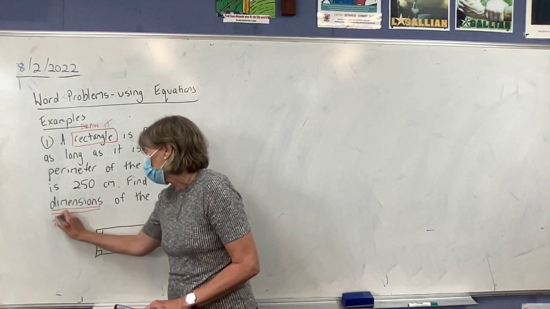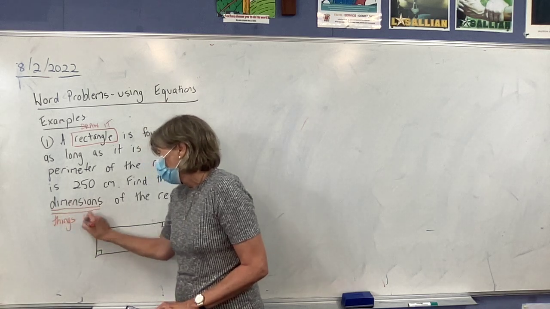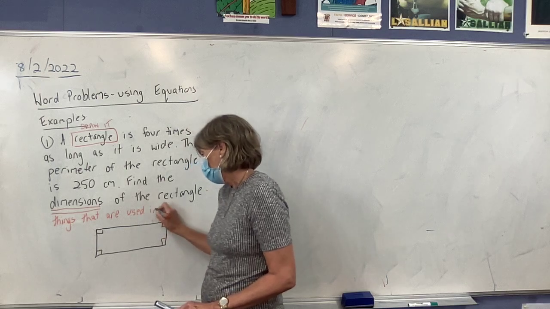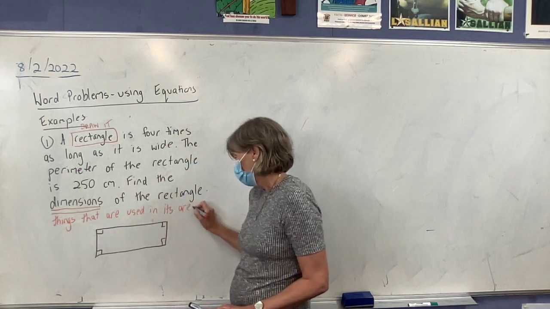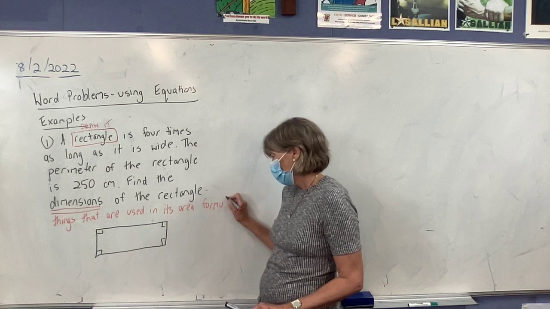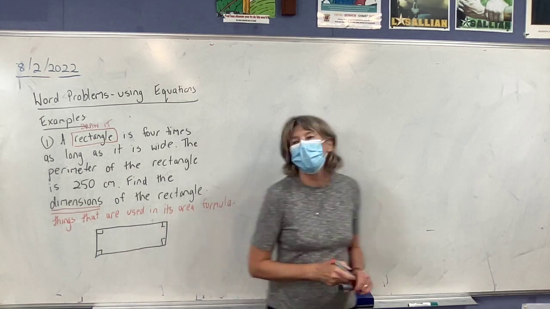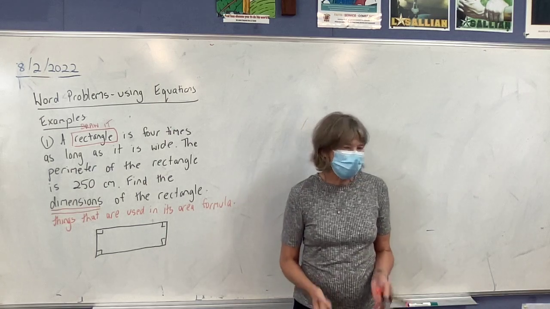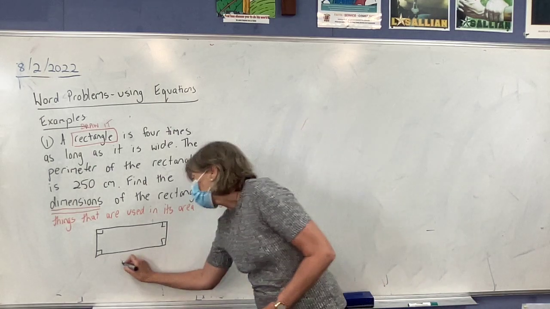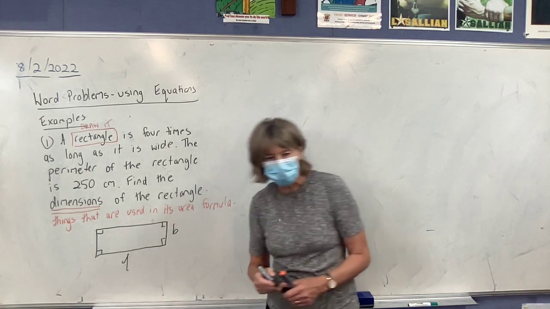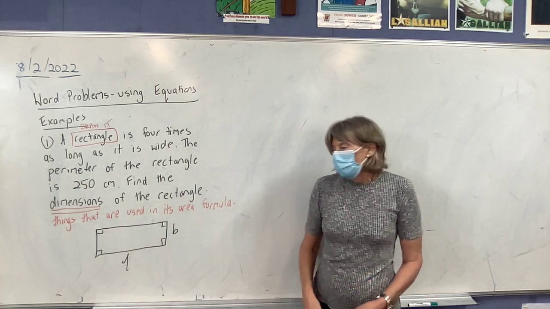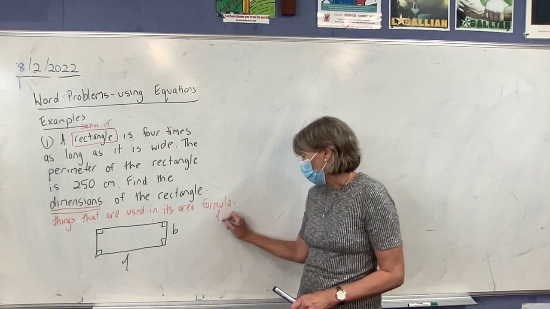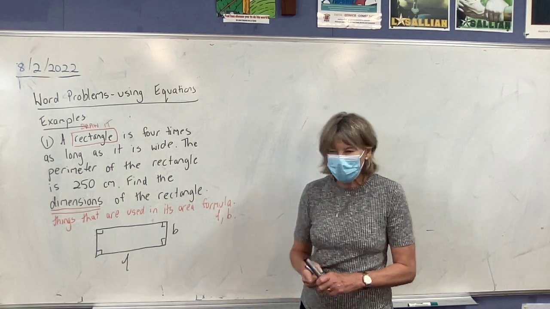So it's the things that are used in its area formula. Okay, so if you think of the area of a rectangle, it's length by breadth. They're the two things that are the dimensions, the length and the breadth. Okay, so we'll just put our length and our breadth on our shape. They're the two things we have to find, L and B, by the time we finish the question.